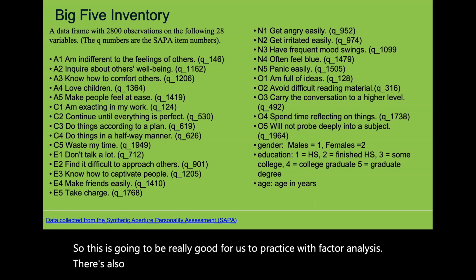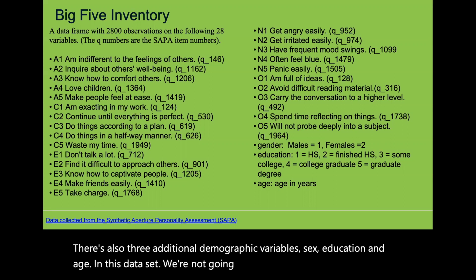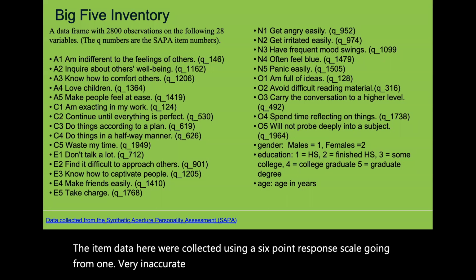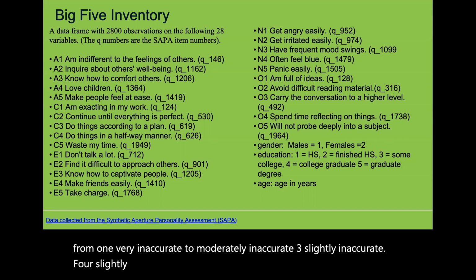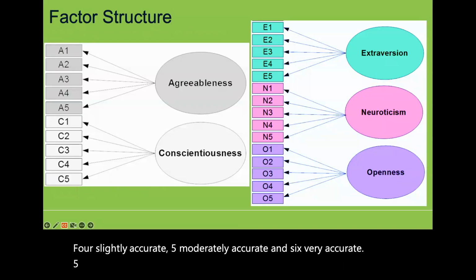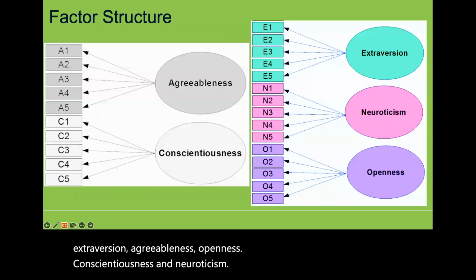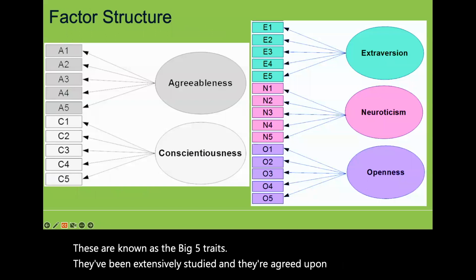There are also 3 additional demographic variables: sex, education, and age. In this data set, we're not going to use those. The item data here were collected using a 6-point response scale, going from 1 very inaccurate, 2 moderately inaccurate, 3 slightly inaccurate, 4 slightly accurate, 5 moderately accurate, and 6 very accurate. 5 questions measure each of the Big 5 personality traits, which are extroversion, agreeableness, openness, conscientiousness, and neuroticism. These are known as the Big Five traits. They've been extensively studied and they're agreed upon by many personality researchers.